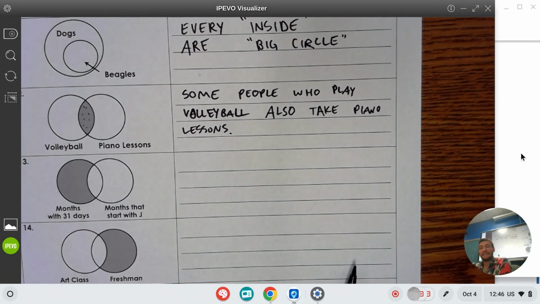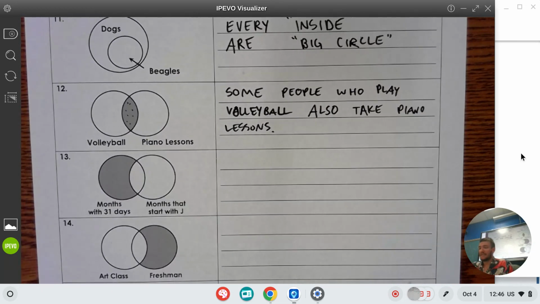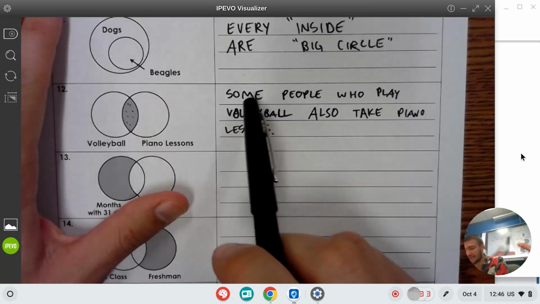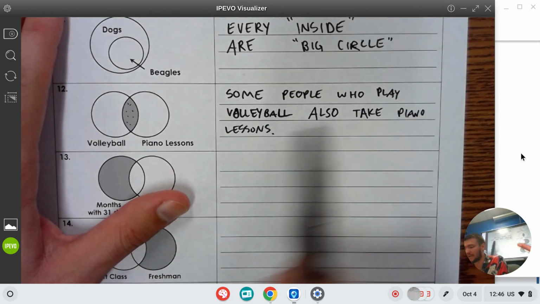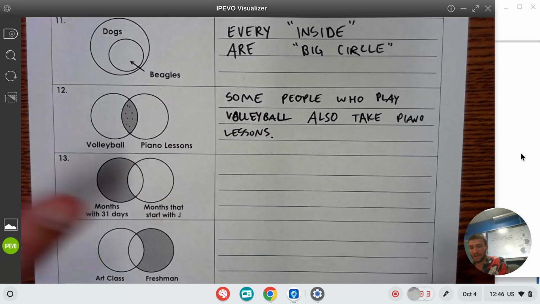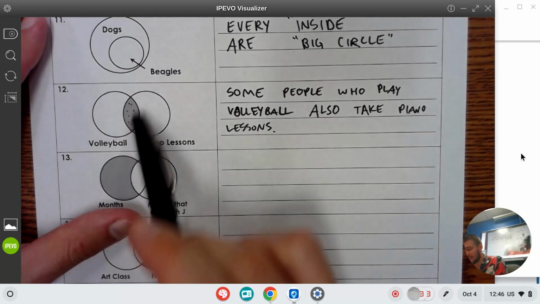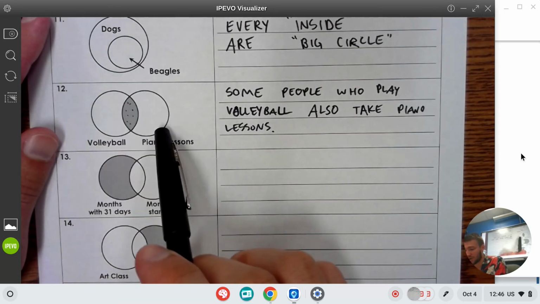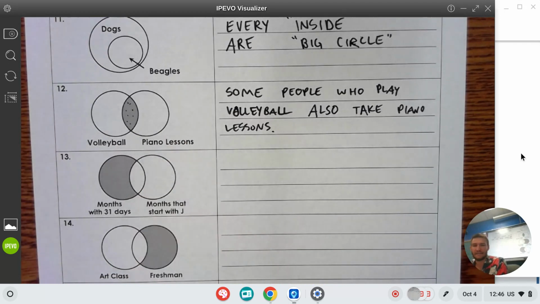The real key to these questions is think about it for a second, write a sentence, and then read it, see if it makes any sense, okay? Does it make sense that some people who play volleyball also take piano lessons? Yep. Then look at the picture. Does this picture show that some people who play volleyball also take piano lessons? I think this is a perfect sentence.